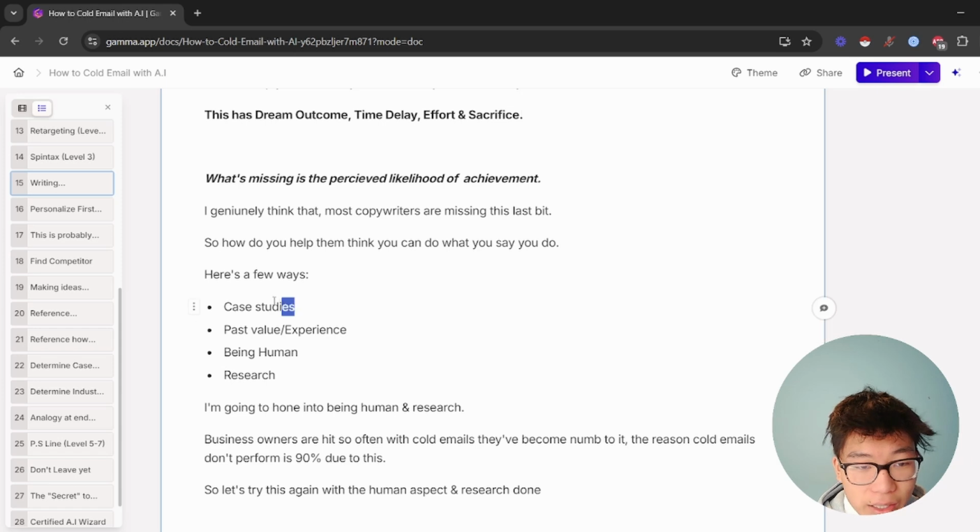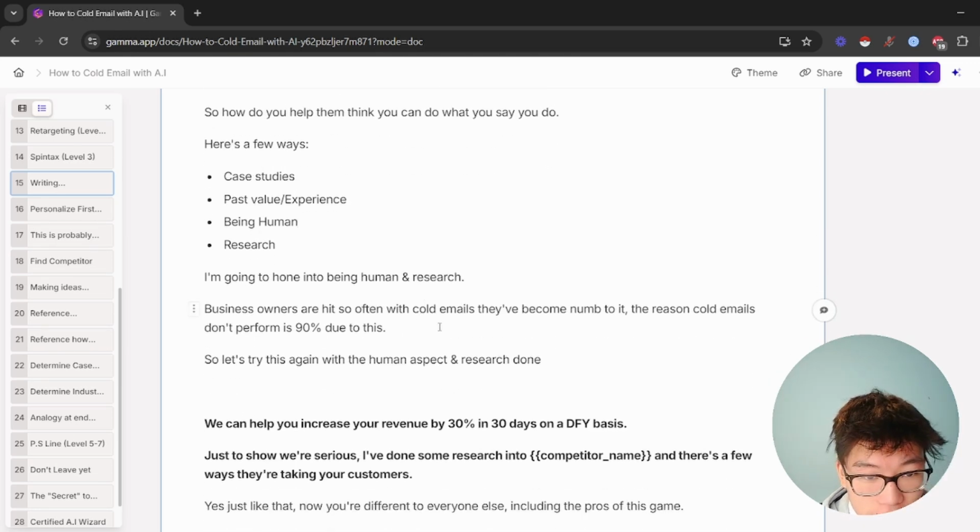So the few ways are case studies. Obviously, if you helped someone exactly the same as me, then it's fine, I know you can do that. Past value slash experience. If you're an industry veteran, then this person has authority, and it's like, if they want to help me, they can help me. The next one is being human. The reason I say being human is because a lot of emails, when you send them, just sound robotic. And when they sound robotic, humans assume robot, and robot assumes you're not real, right? And then the last one is research. So I'm going to be honing in on human and research.